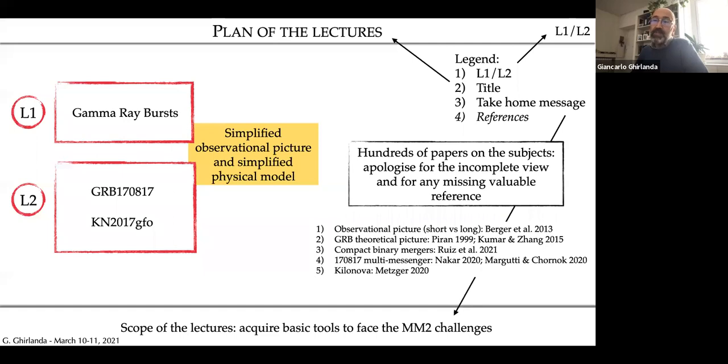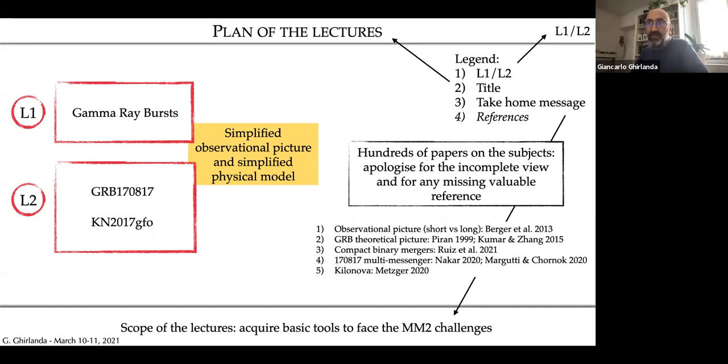Tomorrow, instead, I will devote the lecture to a more detailed discussion of the 1708-17 electromagnetic emission, both the prompt and the afterglow, and the kilonova. The approach I thought could be suitable for this school is that of having a simplified observational picture, which of course is only a partial view of all the properties of these sources, but is, I hope, enough to build together a simplified physical model.